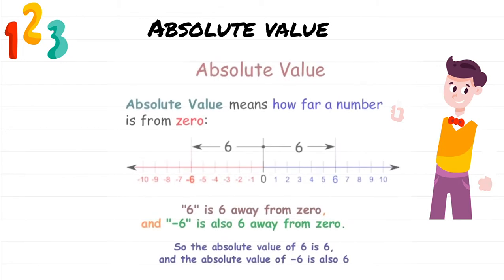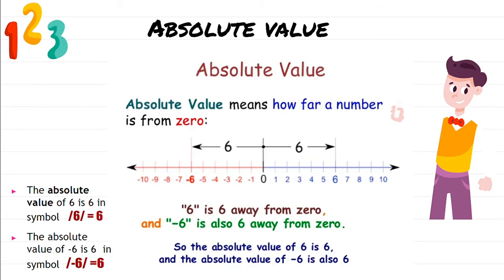Absolute value. Absolute value describes the distance of a number on the number line from 0, without considering which direction from 0 the number lies. The absolute value of a number is never negative. Here's an example. Positive 6 is 6 units away from 0, and negative 6 is also 6 units away from 0. So the absolute value of positive 6 is 6, and the absolute value of negative 6 is also 6.